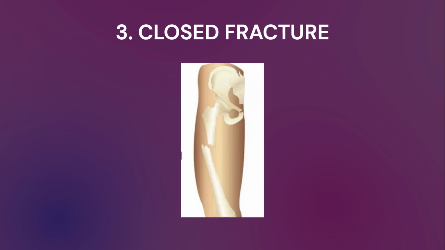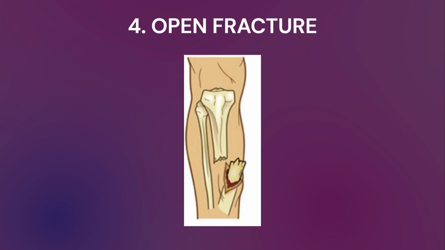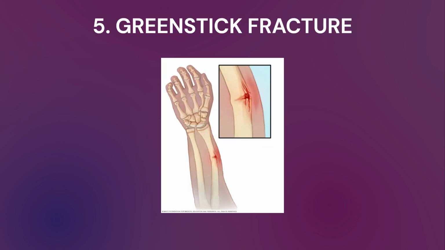Closed fracture: no break in the skin but the bone is broken inside. Open fracture: the broken bone protrudes through the skin, in other words, the skin lining is broken. Green stick: one side of a bone is broken and the other side is bent, like a green stick.